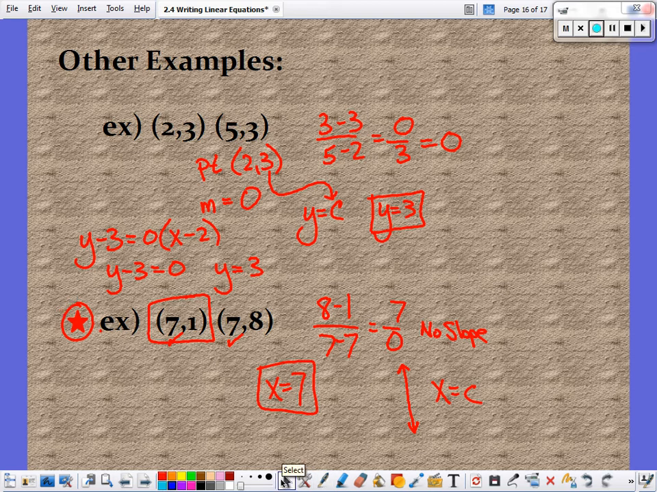Point slope. Here's the big thing. Anytime you're asked to write an equation, you must find a point and a slope to use the point slope formula: y minus y sub 1 equals m times x minus x sub 1. Sometimes they give you the information. Sometimes, just like these two, you have to find what you're missing. And you want to use those resources appropriately. That was section 2.4, writing linear equations.